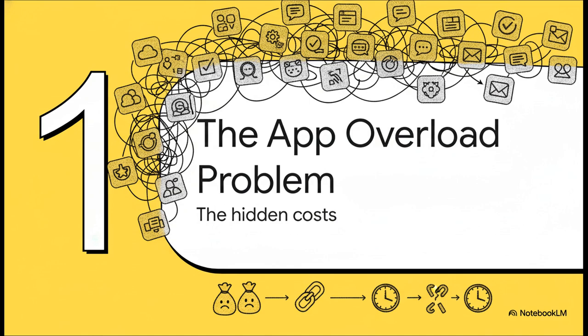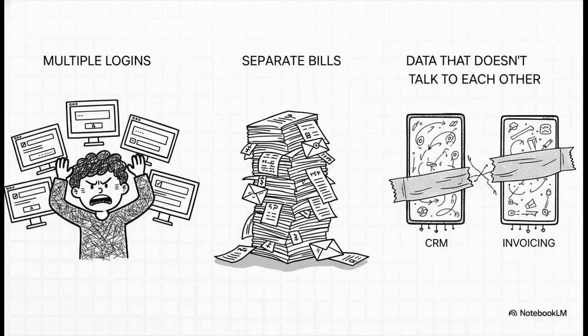And that right there brings us to the core issue we're breaking down today, the app overload problem. And it's not just about having too many icons on your desktop. It's about all the hidden costs that come from having these tools completely disconnected from each other. I mean, think about the daily friction. You're constantly logging in and out of different systems. You're trying to manage a mountain of separate bills every single month. And maybe the worst part of all, your data is stuck in silos. Trying to get your invoicing app to sync with your CRM, well, it often feels like you're just duct taping things together and praying they don't fall apart.